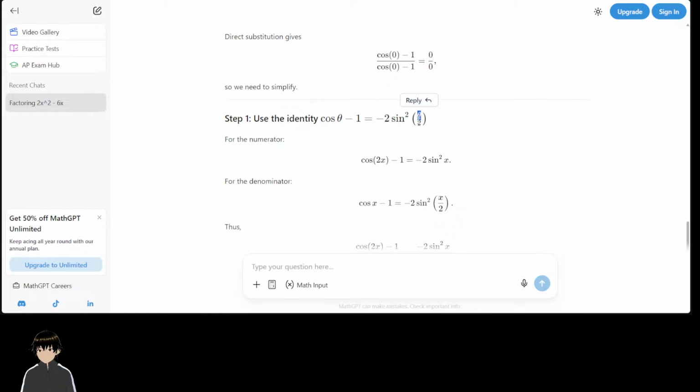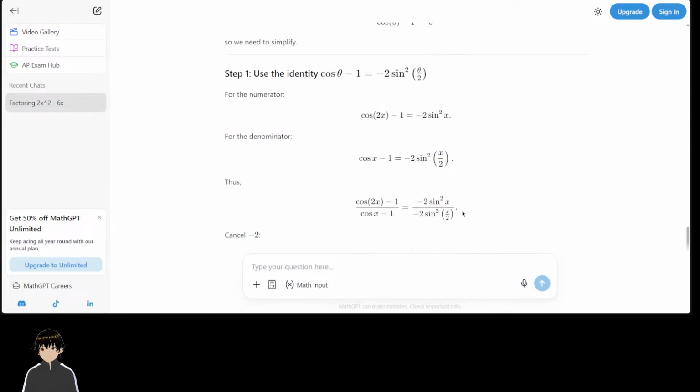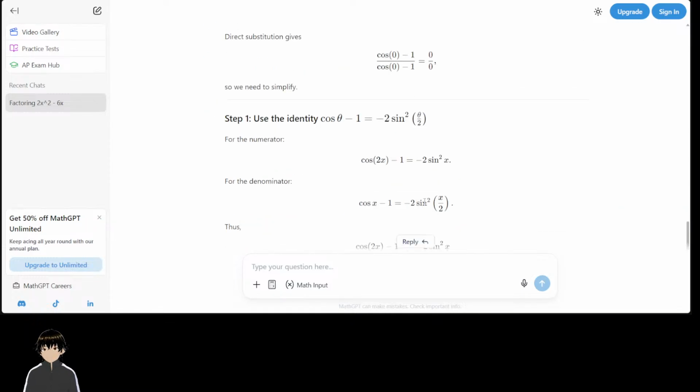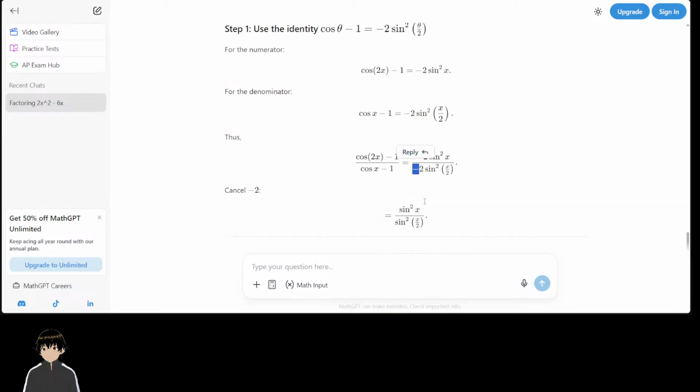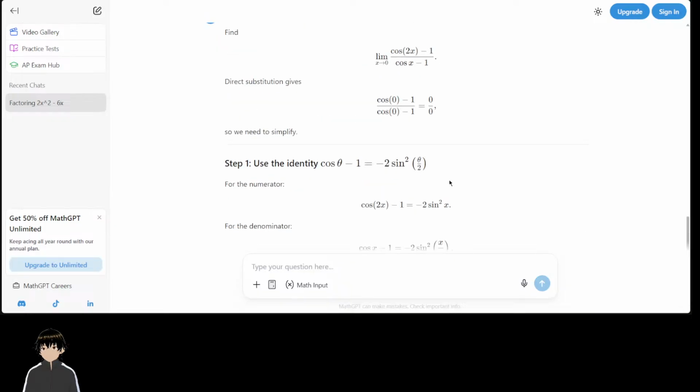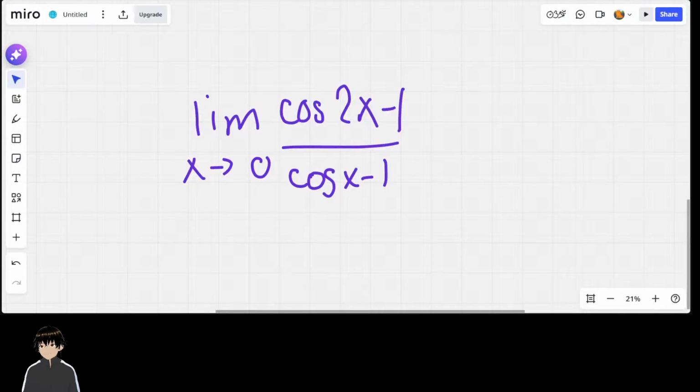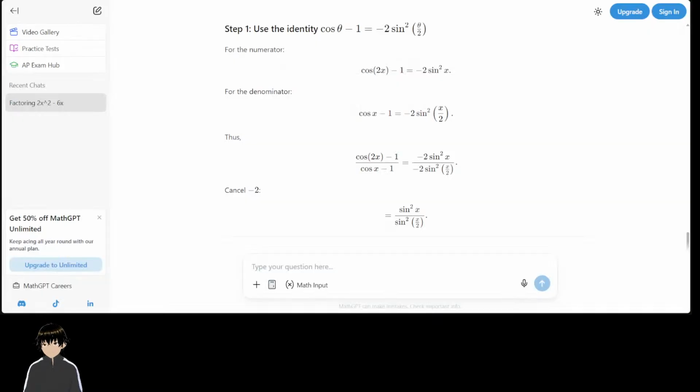Sine. Why is there not over 2 here? Why is it not a fraction? 2 sine squared x. We'll also have 2 sine x. Why? Why? Is it because there's a 2x? Is it there's another x or? Yeah.